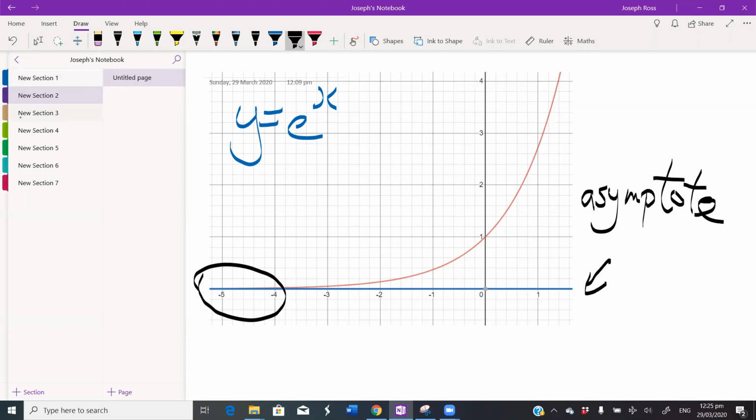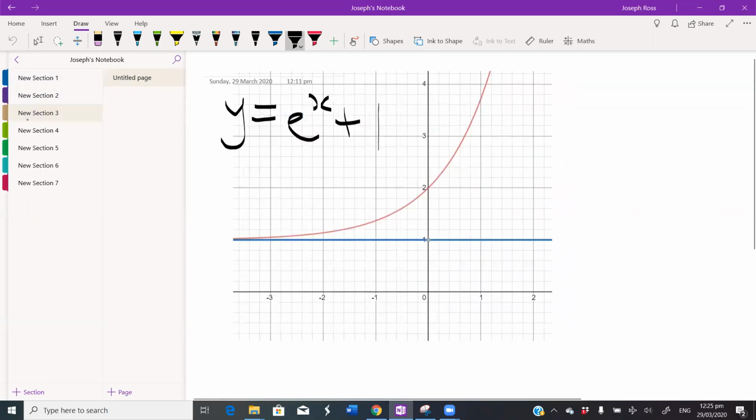If we consider e to the x plus 1, so now we've added on a plus 1, just like what we spoke about in Parabola's mini lecture. If we add a 1 to a function, that has the effect of moving it up by 1 unit. So it moves the red curve, which is the actual e to the x graph, up by 1 unit, and it also moves the asymptote up by 1 unit as well.